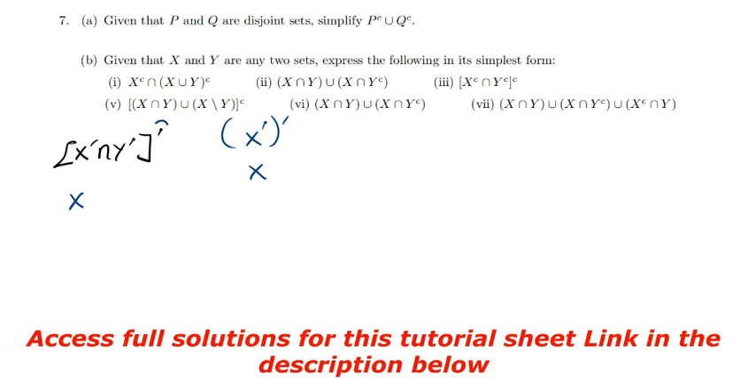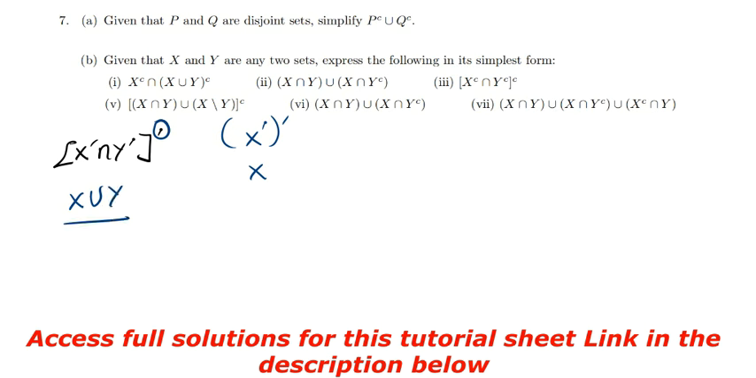Always, when a complement is multiplied by the elements inside the set, whatever operation you have here is going to change. If it was union, it will be intersection. If it was intersection, it will be union. So now that we had intersection, this one will change to union. The same will be true for Y: Y is carrying a complement, and the complement of that will be just Y. So this will be X union Y.